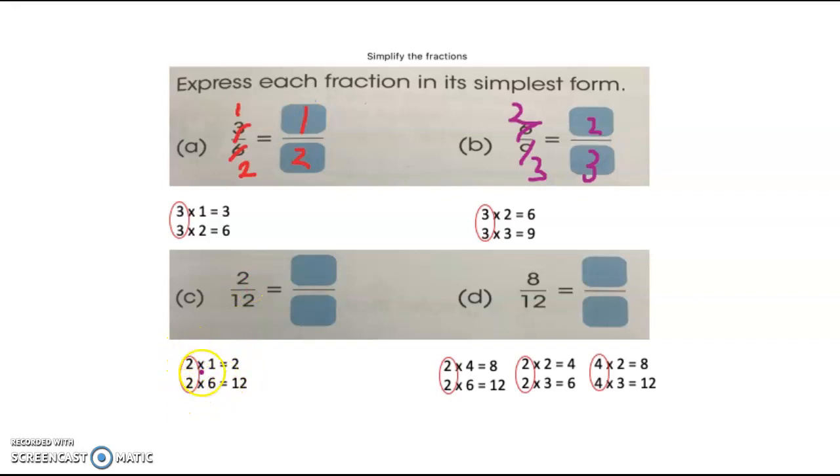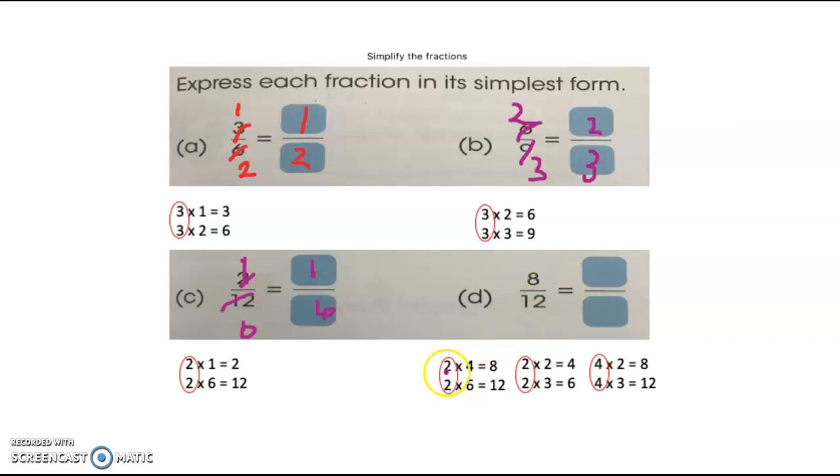So I got 2 and 12. Both of them are multiples of 2. So I cannot just cut 12 and write 2, no, because they are the same number. They are the multiples of 2, and I want to simplify it. So instead of 2, I have to write 1, and then instead of 12, I have to write 6, because I'm reducing this by the 2 times table. So my new fraction is 1 over 6. Now this one I have 8 and 12.